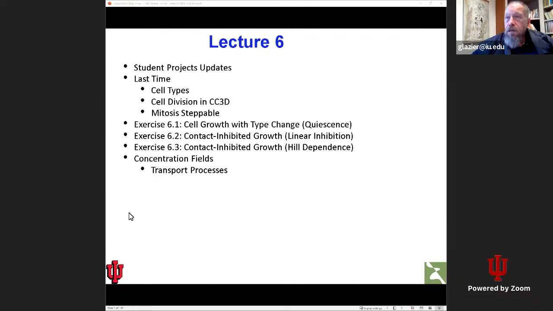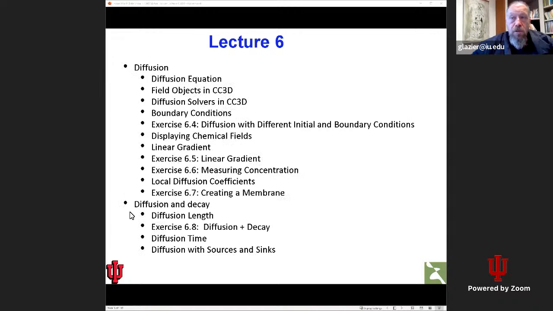I'll remind you of a few things that we did last time that I think are relevant. Then maybe we talk a little bit about contact inhibition. I don't think we'll do all of those exercises, but we might do one of them together. Then we start talking about concentration fields, transport, and the diffusion equation. That diffusion will take us through today and probably next week. This week we won't start talking about chemotaxis, but we'll start next week. I know some of you are working on chemotaxis, so maybe you can do the lecture for me.